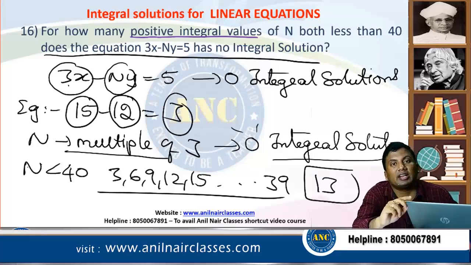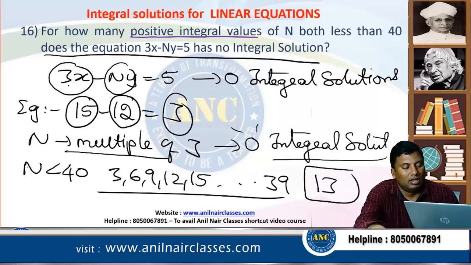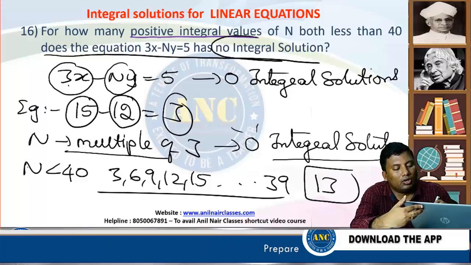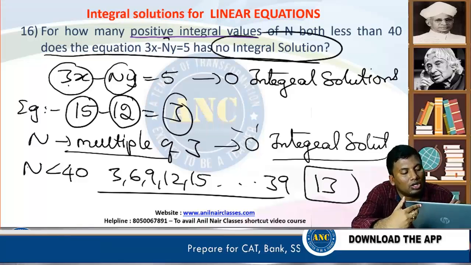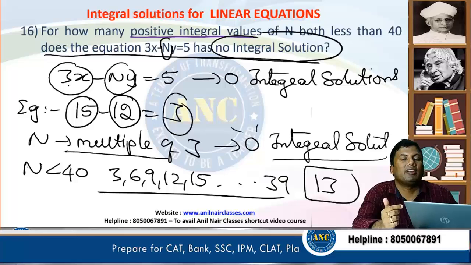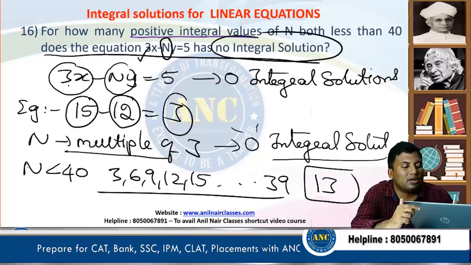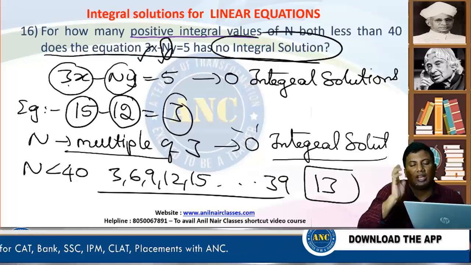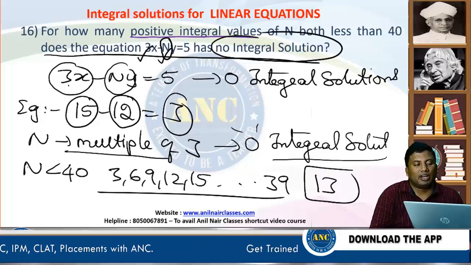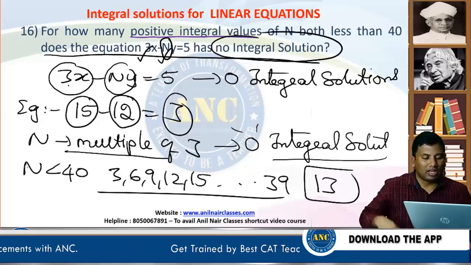If it takes them, it will have no integral solution. I hope it is clear. N should not be a multiple of 3. If n is a multiple of 3, this is a multiple of 3, this is a multiple of 3. 5 is not a multiple of 3. Idea clear?